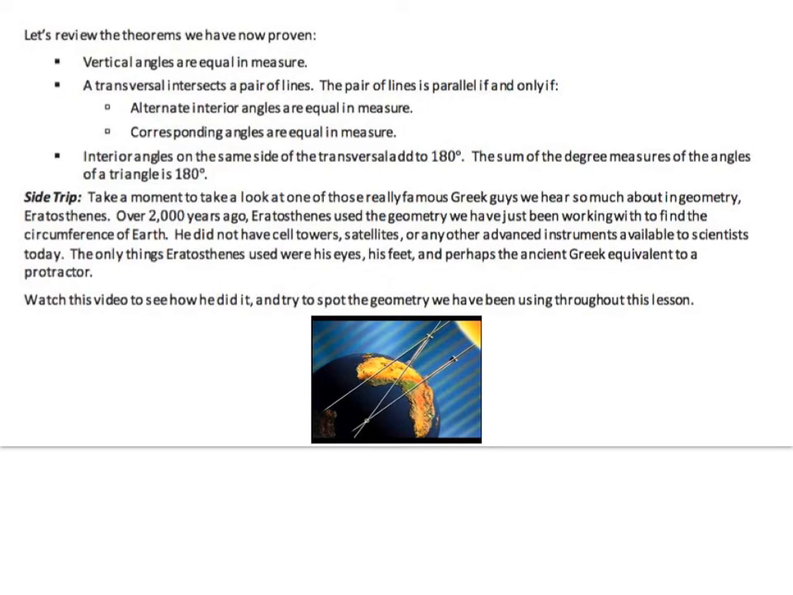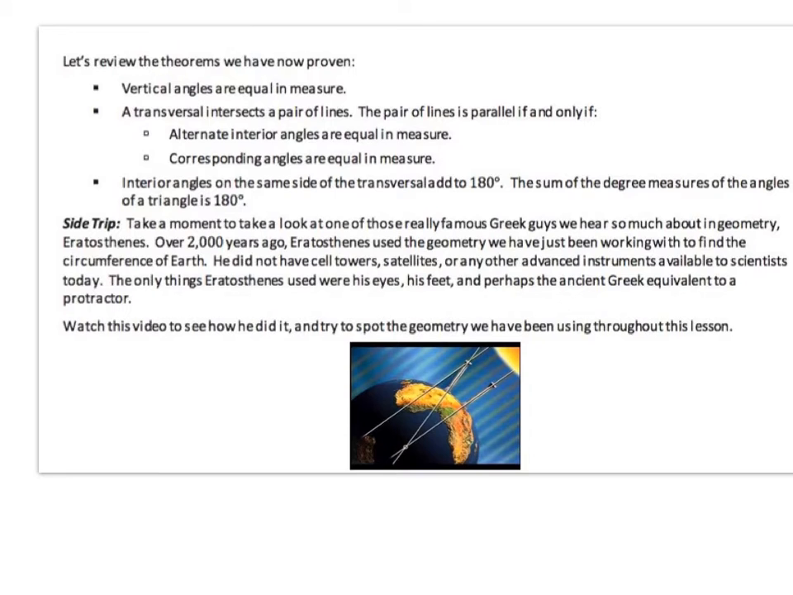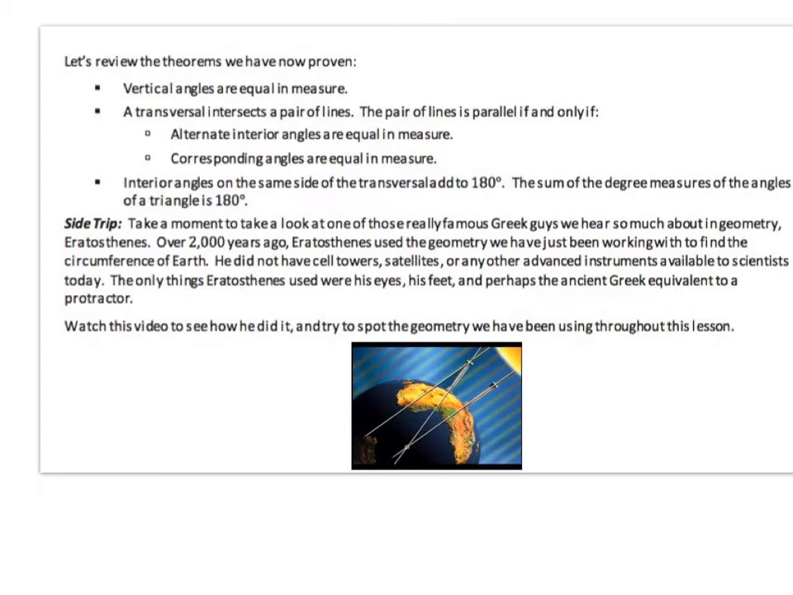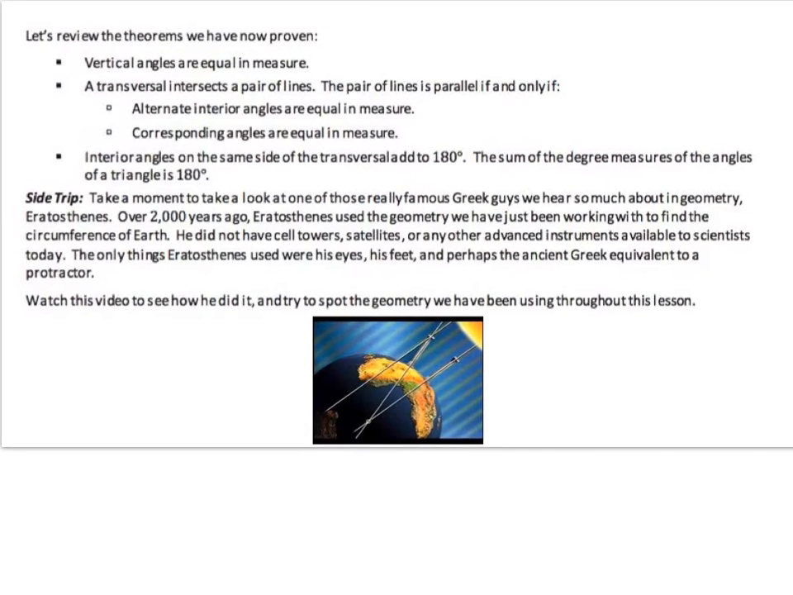Okay, let's talk about this one. I need to move this, I'll move it back. Let's review the theorems we have now proven. We did vertical angles. Vertical angles are equal in measure. A transversal that intersects parallel lines gives us alternate interior angles and corresponding angles, and then interior angles on the same side of a transversal are 180, and this should be its own bullet point. The sum of the degree measures in a triangle is 180. Cool, let's put that back.